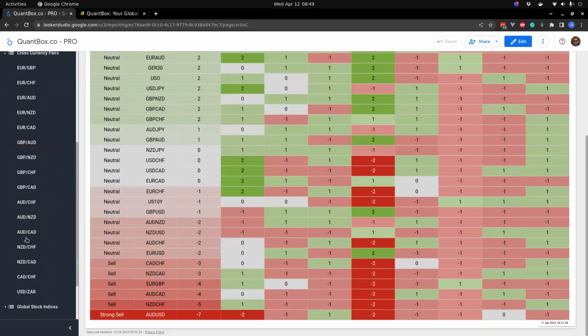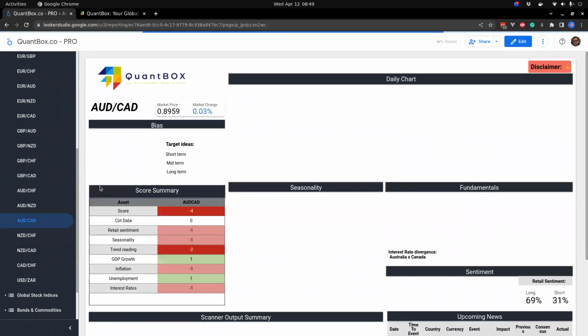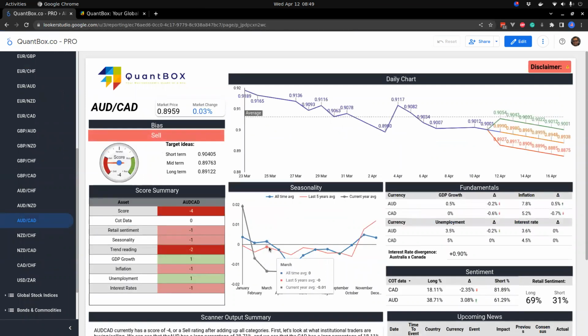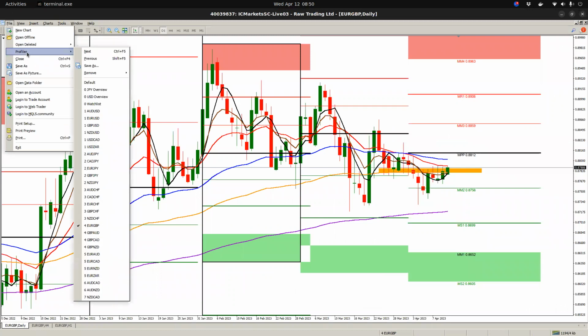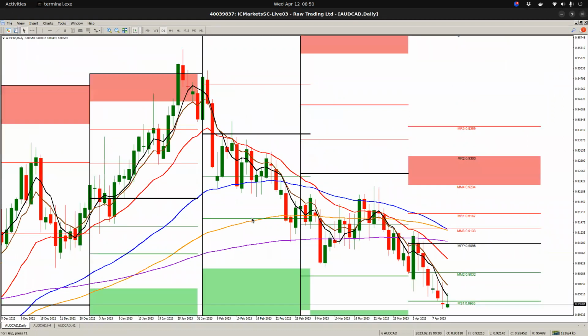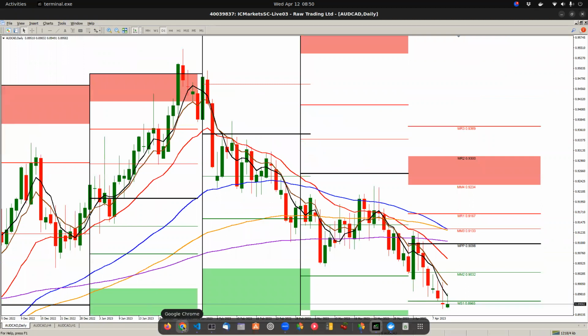Aussie CAD. Let's take a look at Aussie CAD over here. Aussie CAD seasonality is bearish in April, right down to May, kind of up in May and then down. You've got a bias of bearish as well. So Aussie CAD is currently coming down. Okay, let's leave that alone.